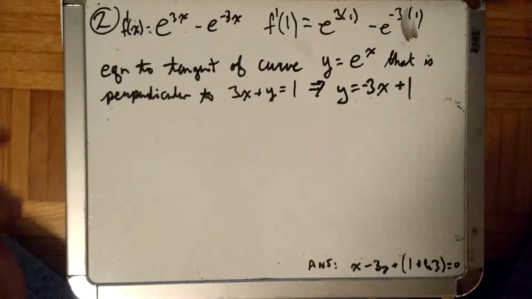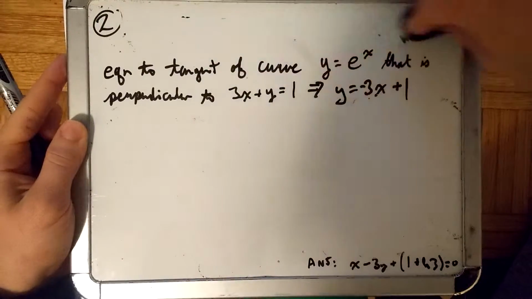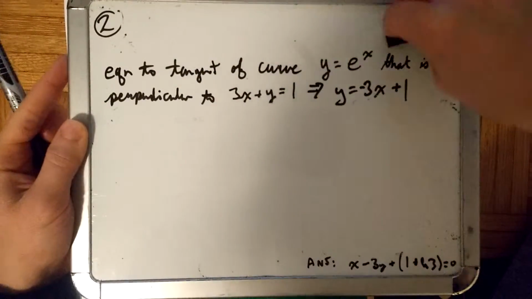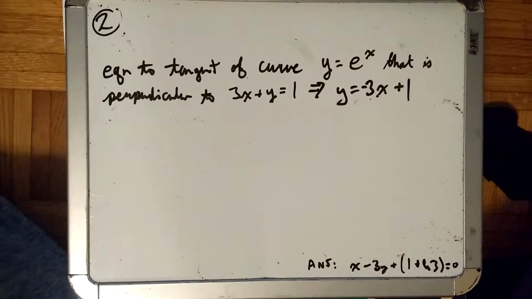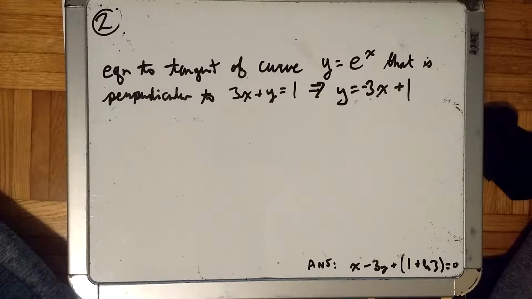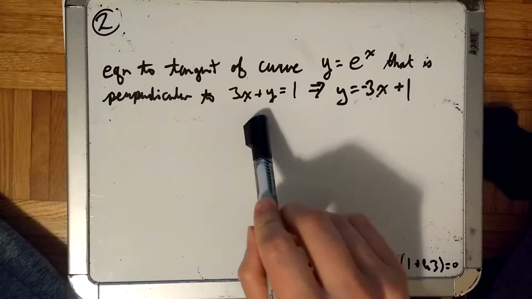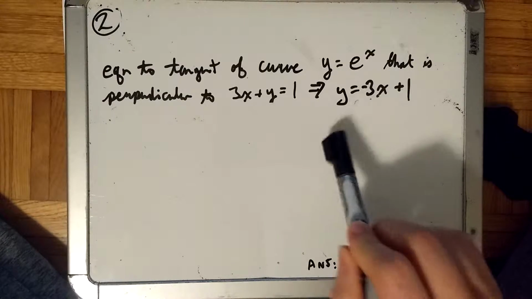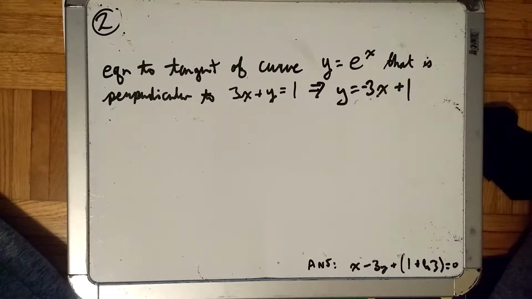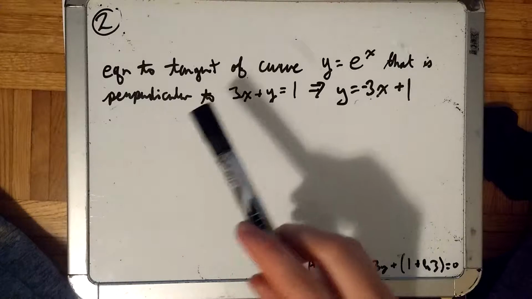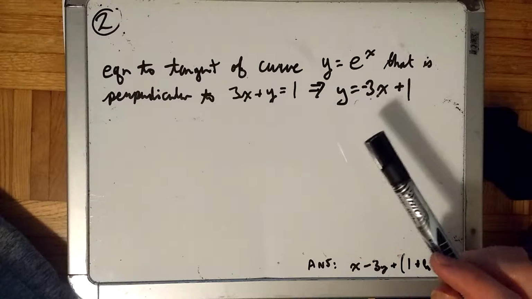Question 2 is asking for the equation to the tangent of the curve y is equal to e^x that is perpendicular to 3x plus y equals 1. Okay, so really quick there, I just put this equation into the form y equals mx plus b. Okay, just FYI. And this question is really here to kind of screw with your brain a little bit. It's asking for the tangent of the curve y is equal to e^x.